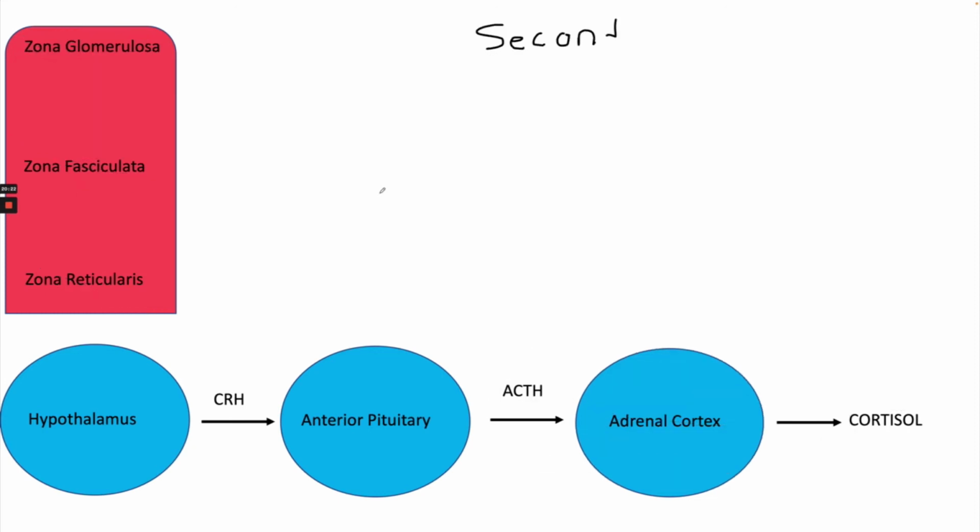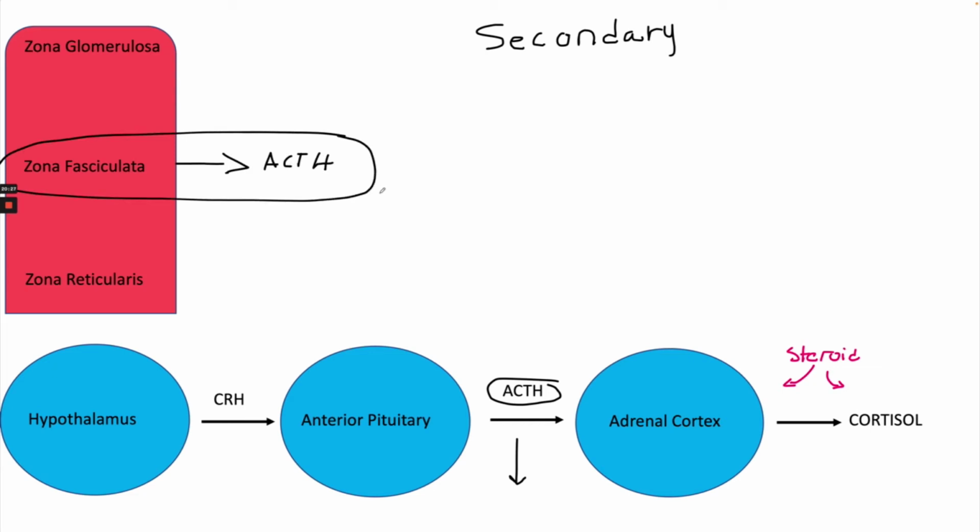In secondary, though, the ACTH level is low. The zona fasciculata is affected. Not so much the other guys. The zona glomerulosa, he's going to do his own thing. Because remember, aldosterone really cares about potassium. And he cares about angiotensinogen too. He doesn't care so much about ACTH. That's a cortisol thing.